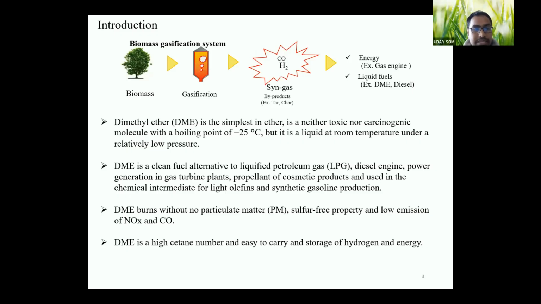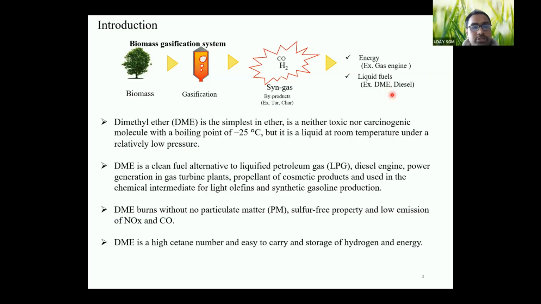Firstly, we need to know about biomass and gasification. From biomass gasification, we produce syngas, which is carbon monoxide, carbon dioxide, and hydrogen, and this syngas is the main product. We also get byproducts like tar and char. After that, we get energy: gas turbines and liquid fuels such as DME, diesel, octane, and kerosene.